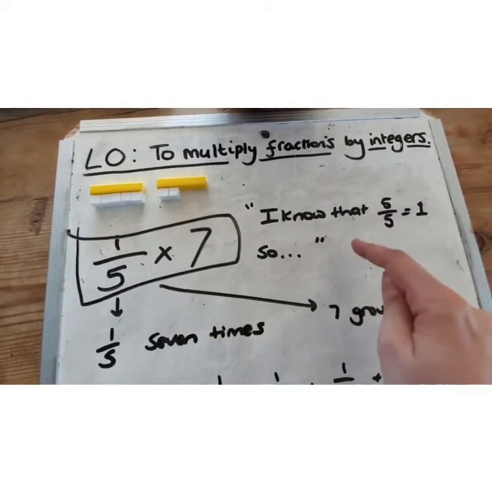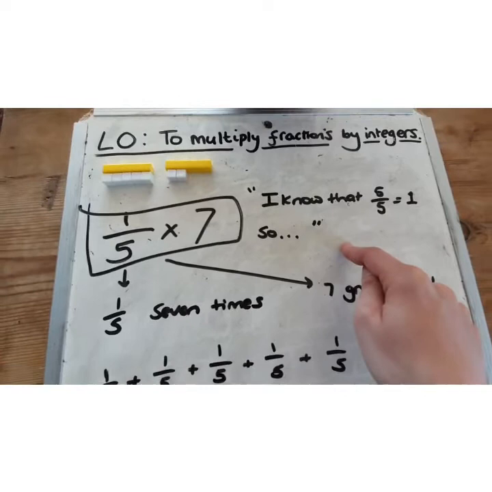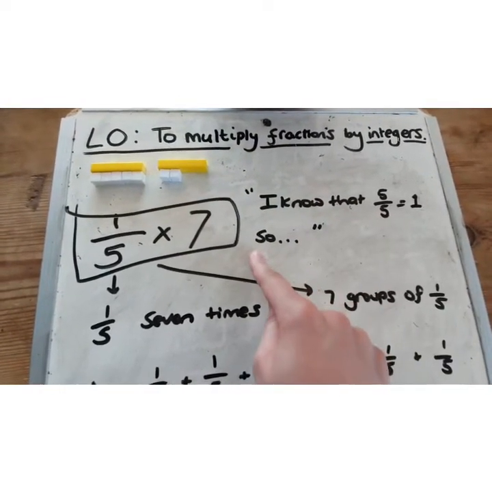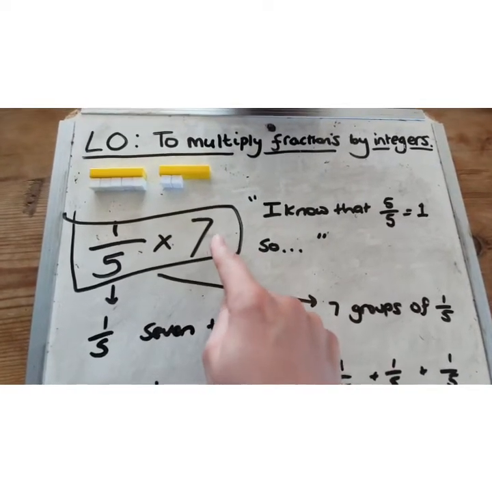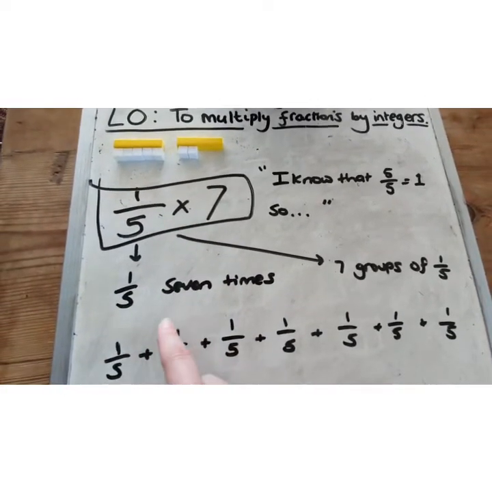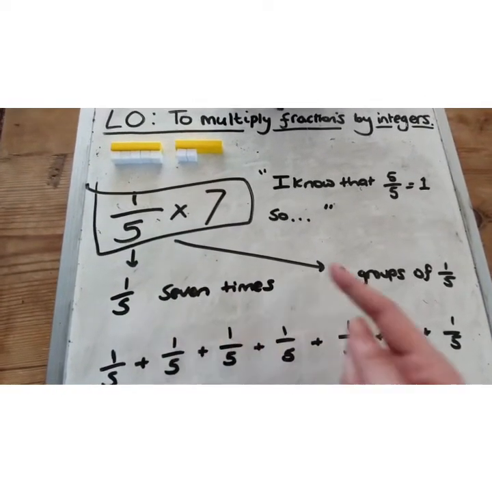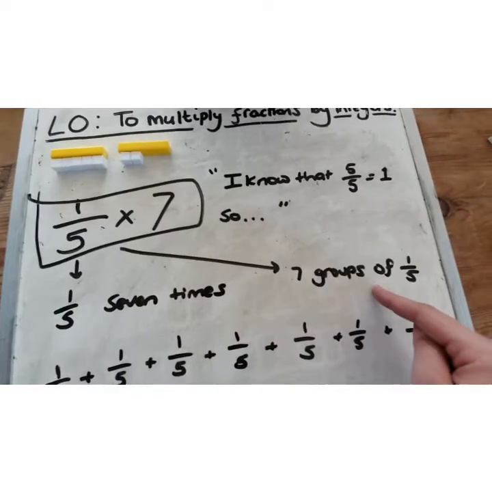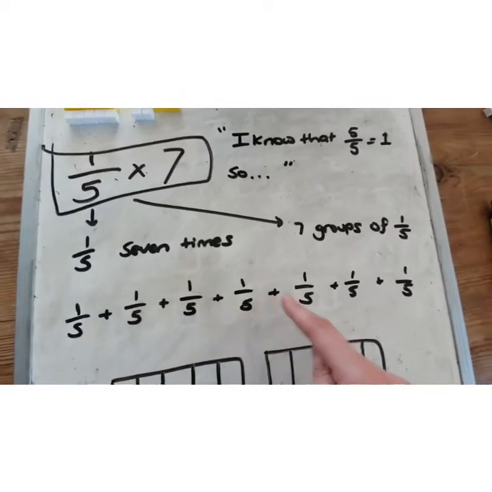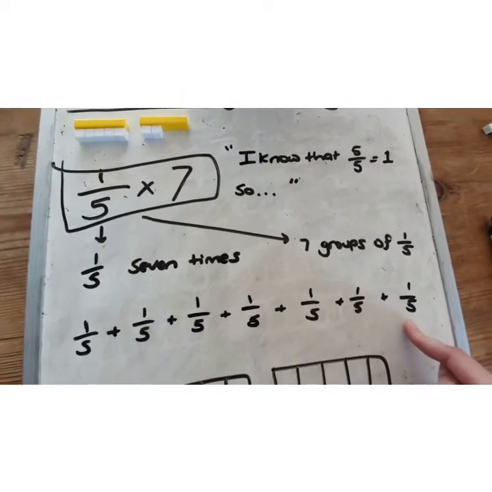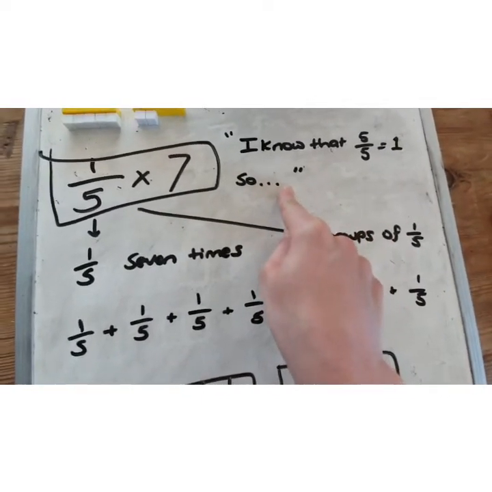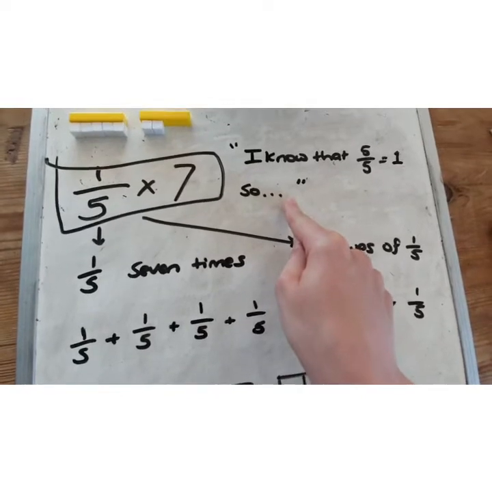Now, I want you to finish this sentence for me at home. I know that 5/5 equals 1 whole. So, if I'm looking for 7/5, if I'm looking for 1/5 7 times, or you could say 7 groups of 1/5, or you could say it's 1/5 add 1/5 add 1/5 and so on, 7 times. What am I going to get? Am I going to get an answer more than 1 or less than 1? Have a little think if you can finish that sentence.